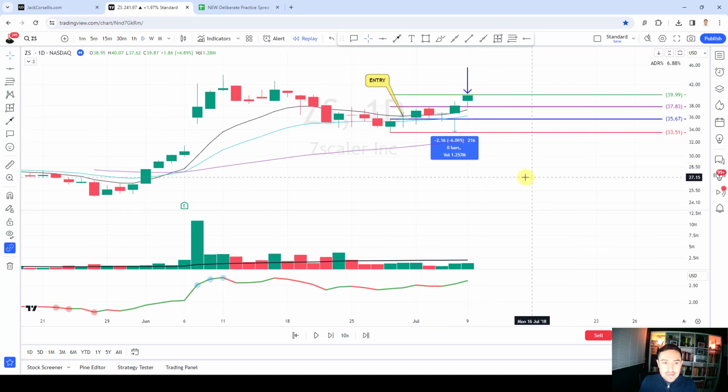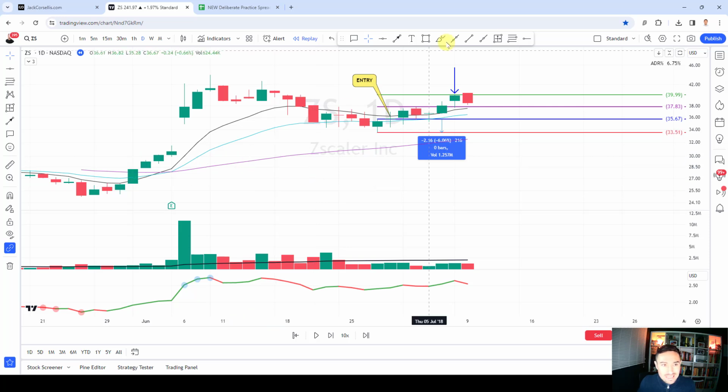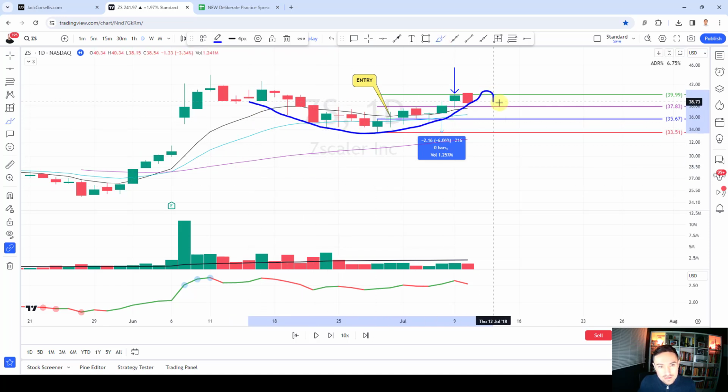Okay, so I'm just going to put a marker in there. Now, again, what am I looking at here? Well, this could turn into a kind of cup and handle base.